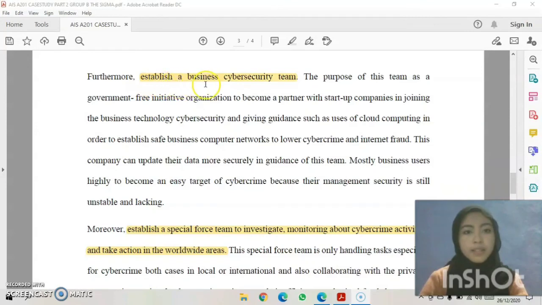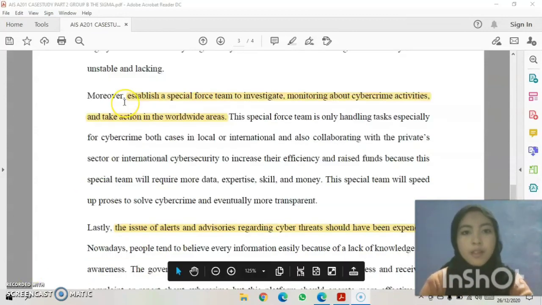Furthermore, establish a business cybersecurity team. This is a government-funded initiative organization to give guidance to startup businesses in joining business technology cybersecurity. Mostly, startup businesses can easily become a target of cybercrime because of lacking management security. So, there needs to be more assistance and guidance in order to prevent cybercrime in business.